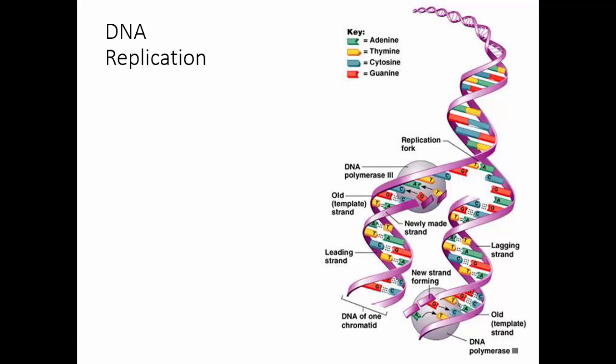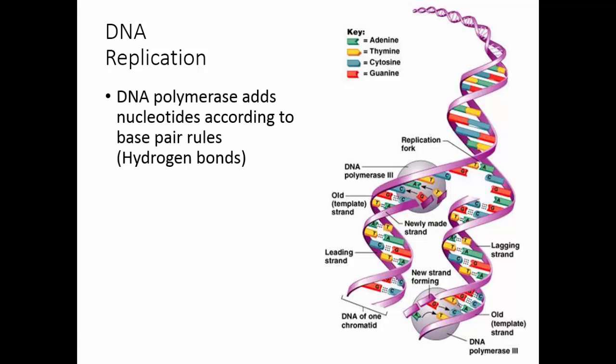Here we see DNA replication going on. DNA polymerase is the enzyme that's bringing the nucleotides up and having them hydrogen bond and holding them in place until those phosphates and sugars can bind to each other. Because of complementary base pairing, we'll always get an exact duplicate. Adenine always binds to thymine and guanine always binds to cytosine.